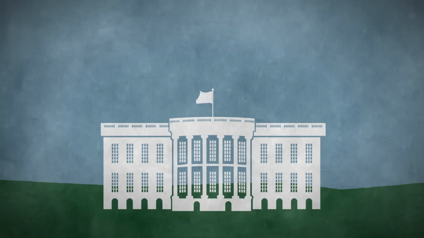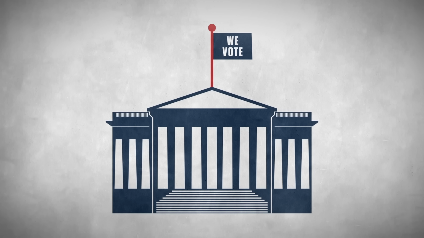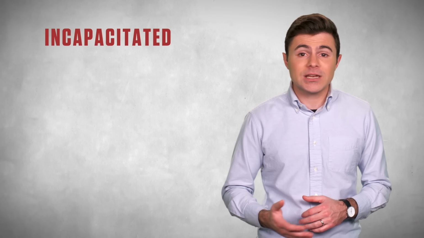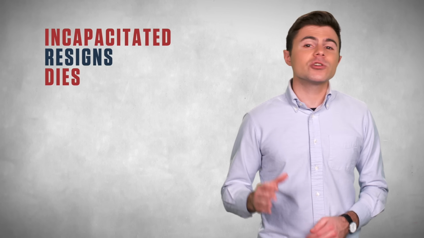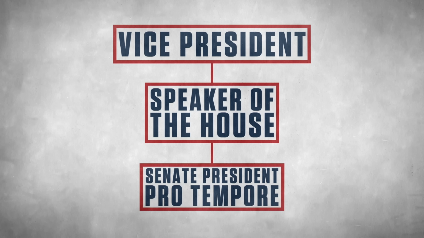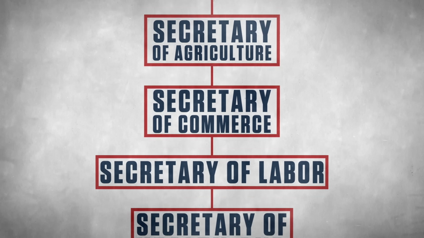But the president doesn't have absolute power to make these appointments. The Senate must vote to confirm the president's appointees, one example of the checks and balances at work. Cabinet members also make up part of the presidential line of succession in the event that the current president becomes incapacitated, resigns, dies, or is removed from office. First in line is the vice president, then the Speaker of the House, and then the Senate president pro tempore. After that, we start down the line of cabinet members.